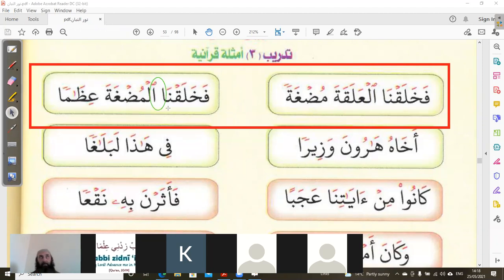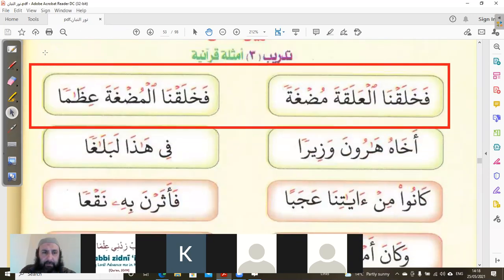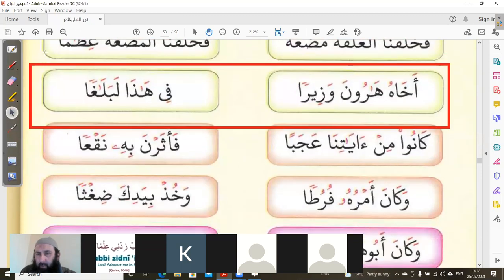فَخَلَقْنَا، نَل. مضغة، فخلقنا المضغة عظاما. Good. عظاما، last will be good. Maryam said عظاما. Okay, good. Last will be Sumaya.